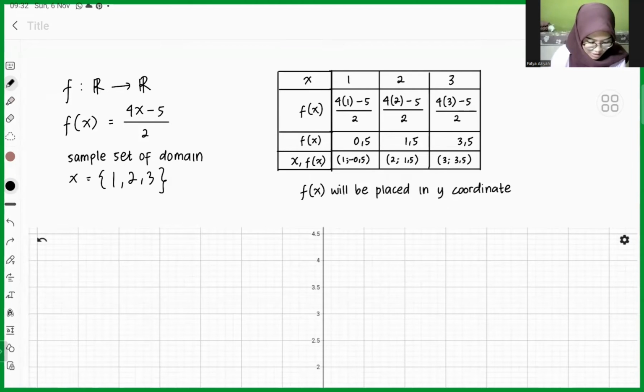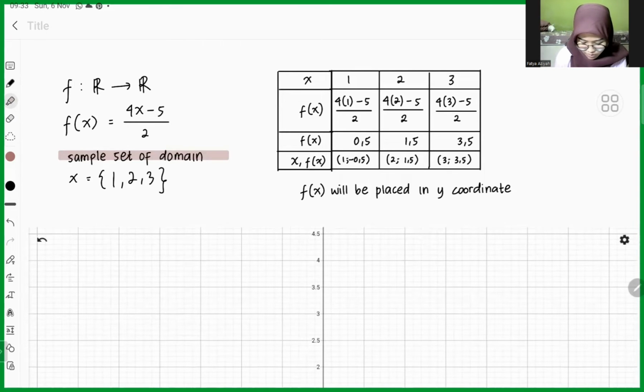Here we have an example of a function. It is a function from the real number set to the real number set, where f of x is defined by (4x minus 5) over 2, and we want to make a graph of it. All you have to do to draw the graph is take a sample set of the domain, and find the output of each element of the domain sample.